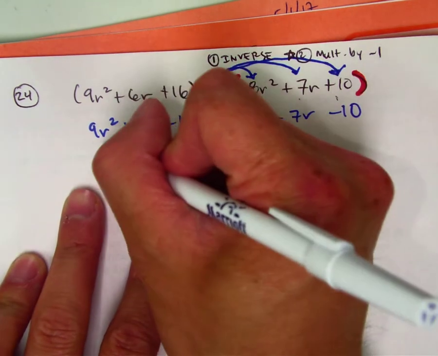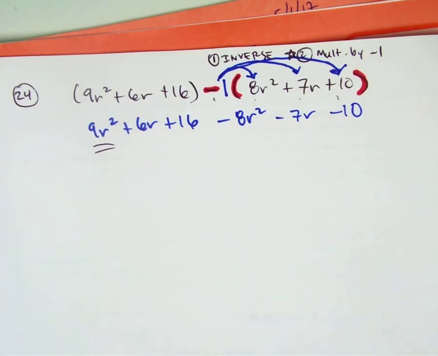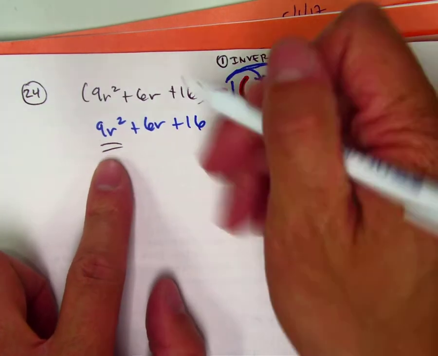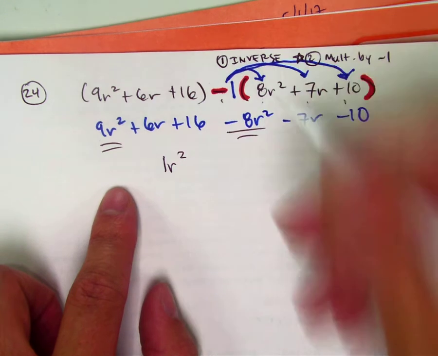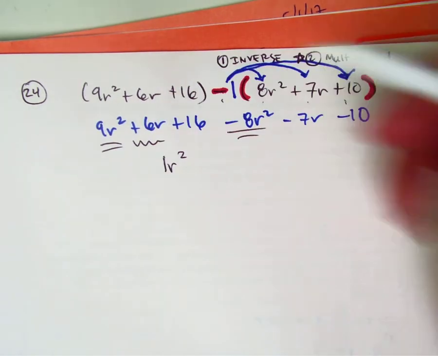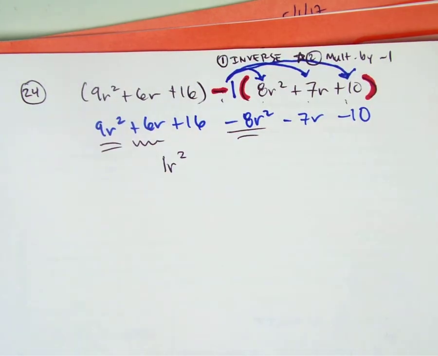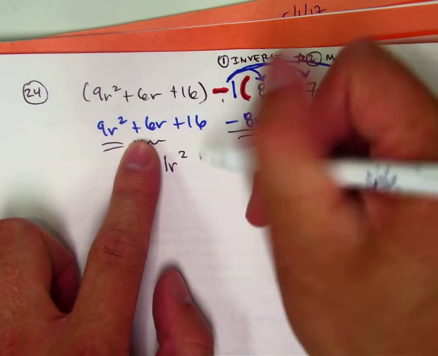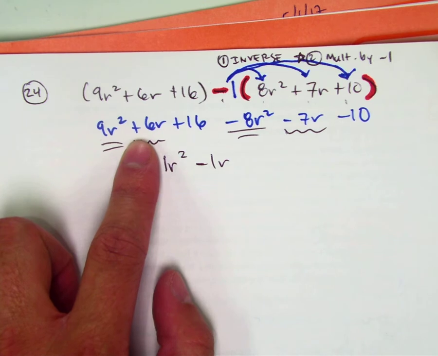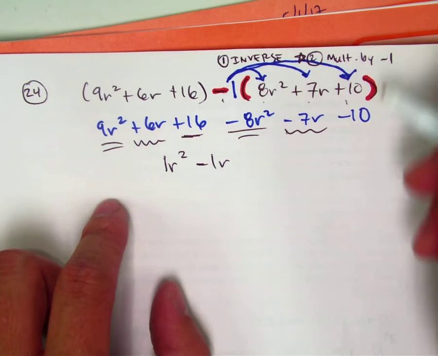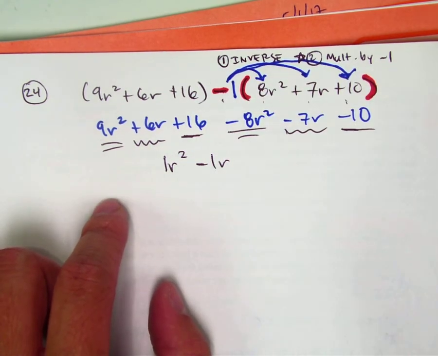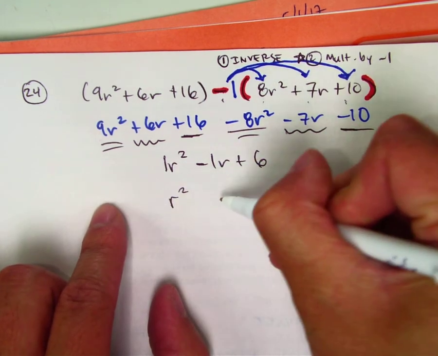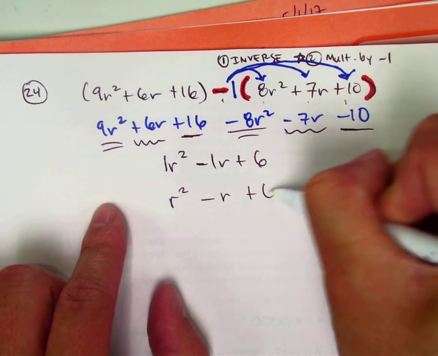Girls, which ones are like terms with 9r squared? Girls, if you combine those, what do you get? 1r squared, or just r squared. Boys, what is 6r combining with? Negative 7r. And that becomes what? Negative 1r. So just the negative r. And class, 16 and negative 10? Positive 6. Positive 6. R squared minus r plus 6 is our answer.